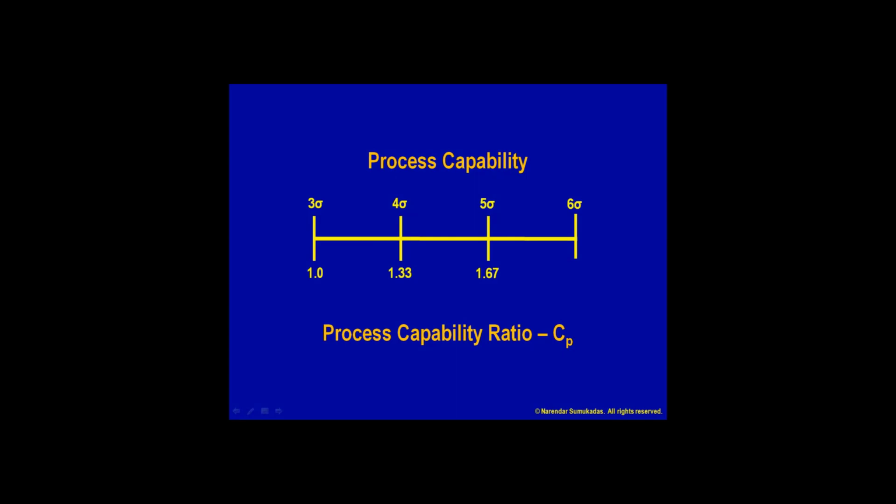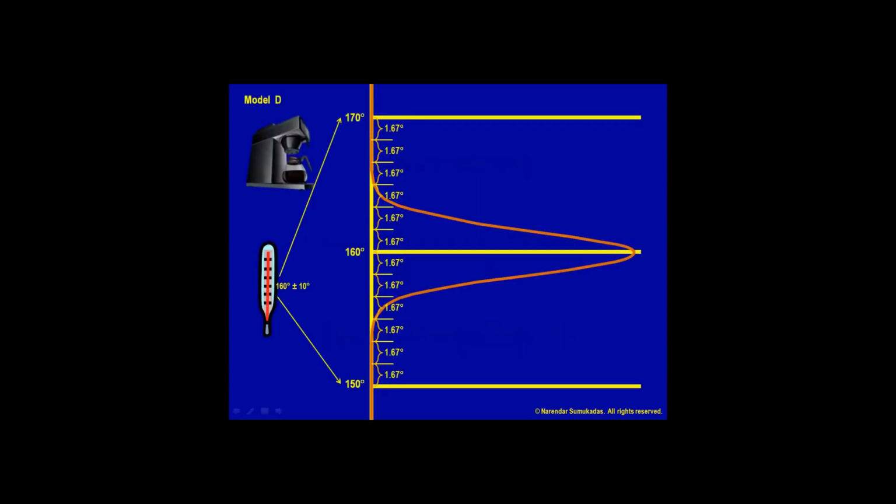Let us now look at our 6 sigma capable coffee machine, Model D. This machine is able to produce coffee at an average temperature of 160 degrees with a standard deviation of 1.67 degrees. Within our desired range of 160 plus or minus 10, we are able to fit 6 standard deviations on either side of the mean. Calculating the Cp, we get (170 minus 150) divided by (6 times 1.67), which comes to 2.0.